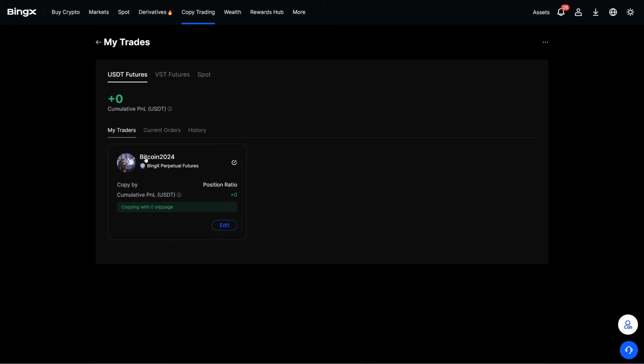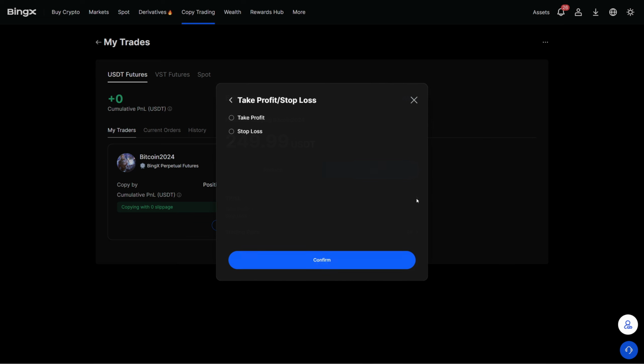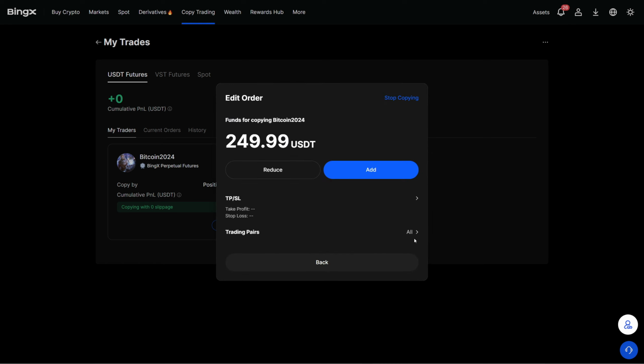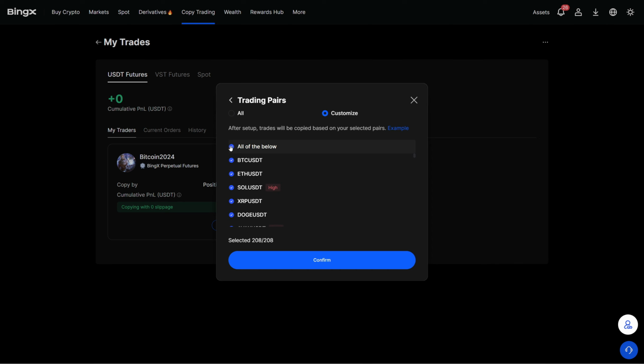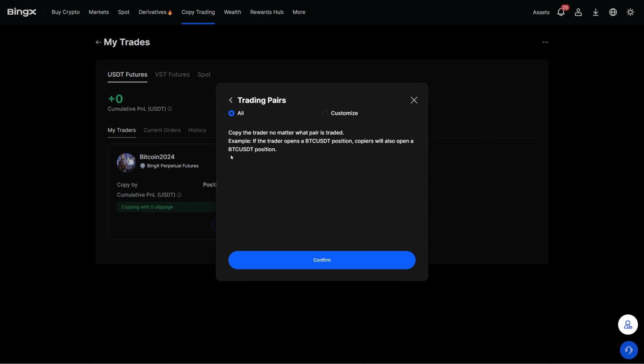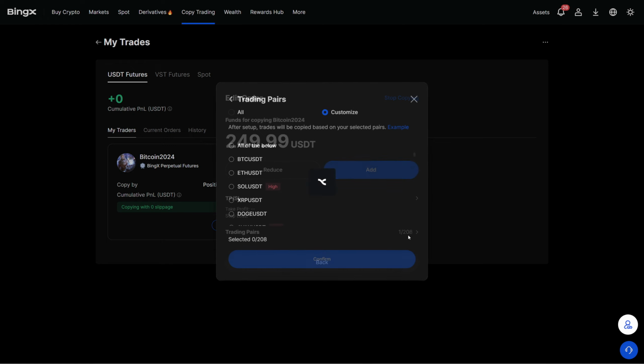In this case, we have only copied this guy. You can now click on edit to make some changes. For example, you can add or reduce margin. You can add a take profit and stop loss here. Right? For example, you want to add a specific take profit and stop loss. And you can also, of course, change the copy trading pairs. Click on all. If you want to copy all, then tick this again to deselect all. Maybe you only want to use Bitcoin here, right? So you can do this, confirm. So in this case, now we only use Bitcoin.